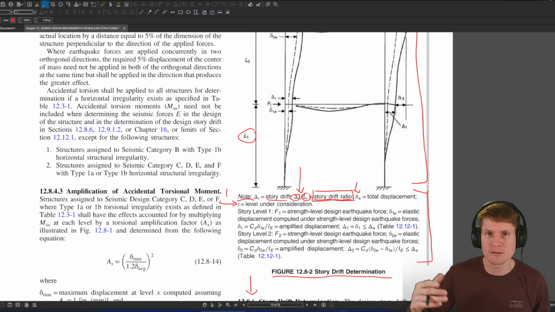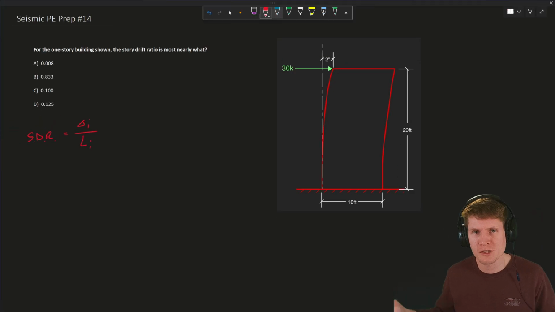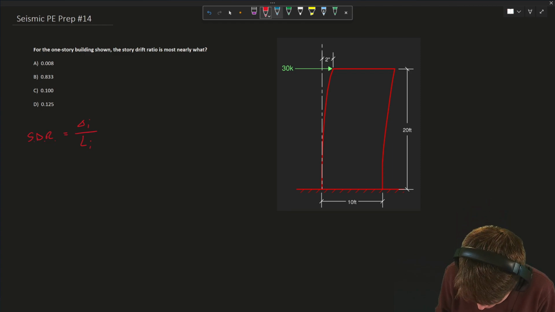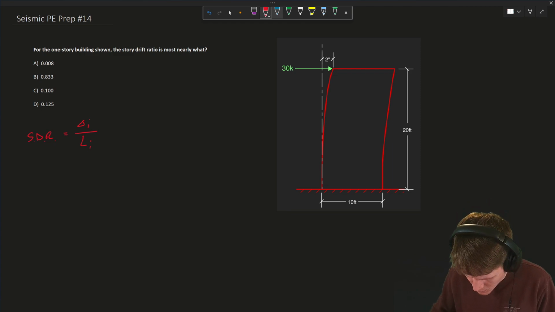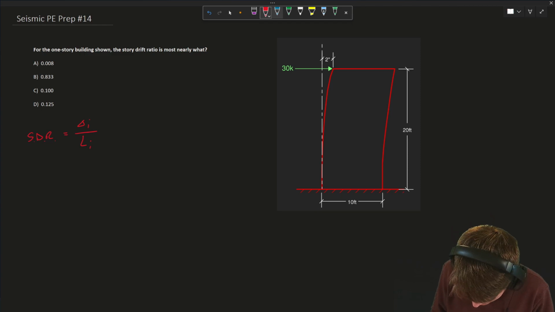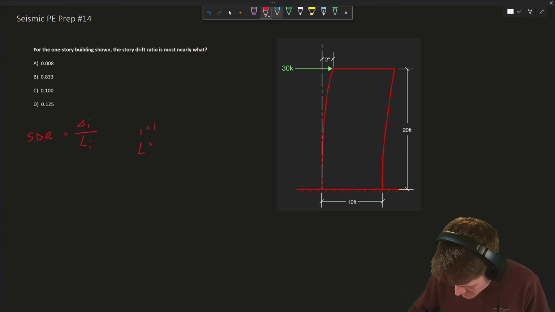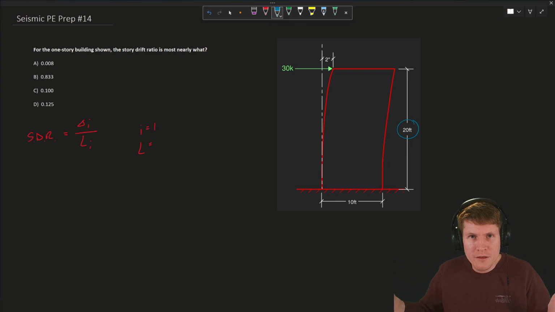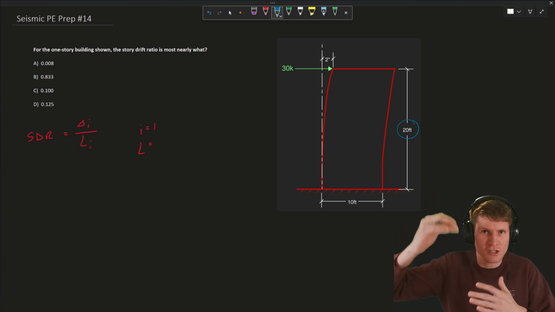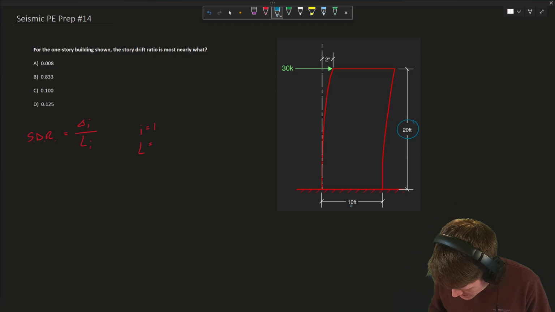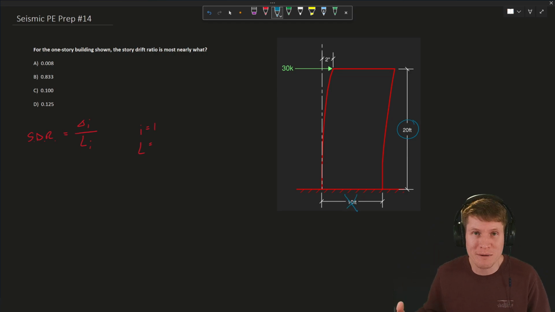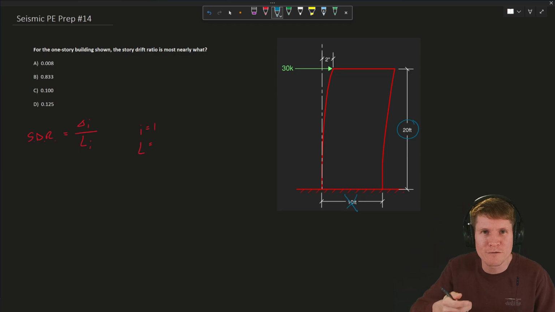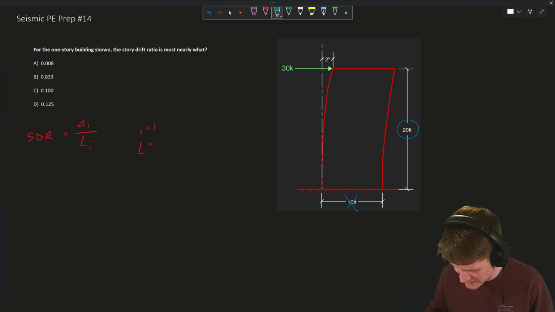So let's go back and plug everything in. Story drift ratio, I'm going to abbreviate it to SDR, is equal to story displacement over the height of the story. We said i is equal to 1, L of the story under consideration. We only have a single story building, so it's just that 20 feet. It didn't say anything about the width of your structure. Drift only considers height of the structure. So this 10 feet is just an additional bit of info they're trying to spoon-feed you to make you go in the wrong direction. So 10, we're going to ignore.